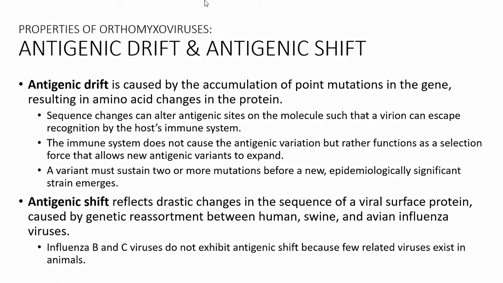For influenza B and C viruses, they do not exhibit antigenic shift because few related viruses exist in animals. So oftentimes it is the type A influenza that has this genetic reassortment.